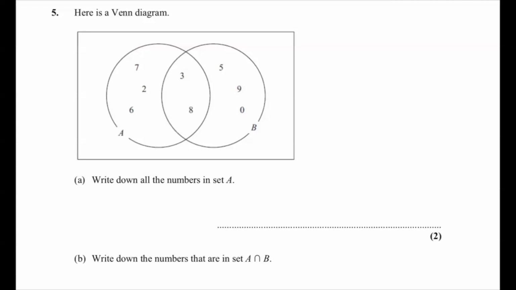Okay, write down all the numbers in set A. That is all the numbers in the A circle. Write down the numbers that are in the set A, and then you've got this symbol. Now, when I see this symbol, I see it as an N for and. So it's in the set that's A and B. And that is our crossing over section. 3 and 8 are in A and they're in B.